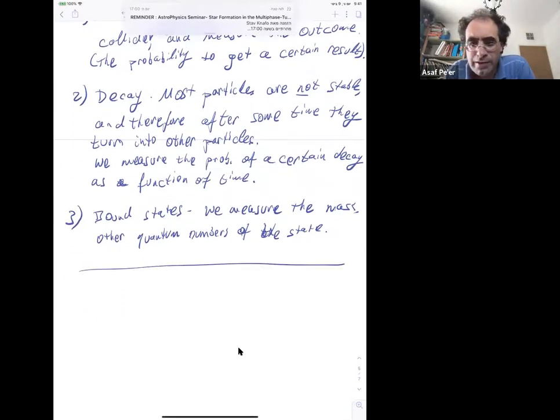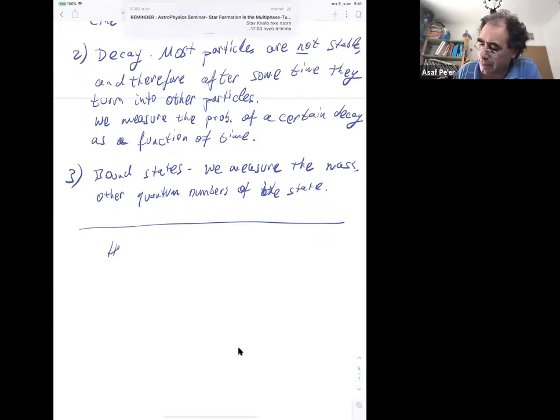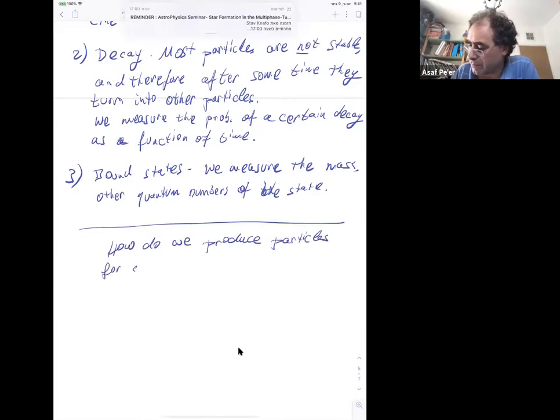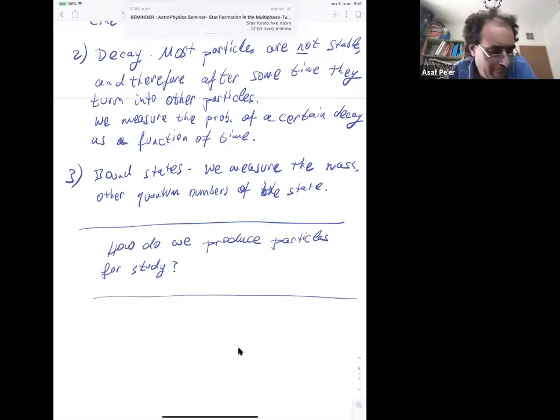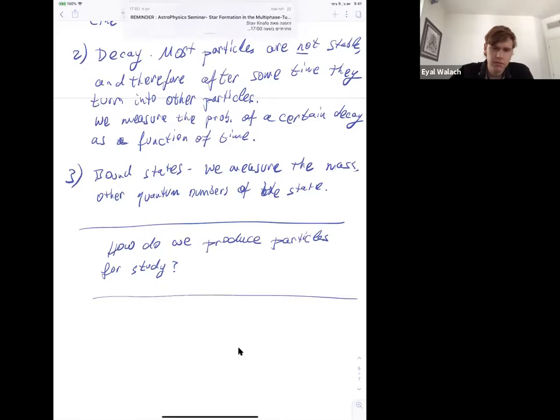The next thing is, how do we produce particles for study? So where do we get the particles that we're studying from? Outer space. Outer space, right.